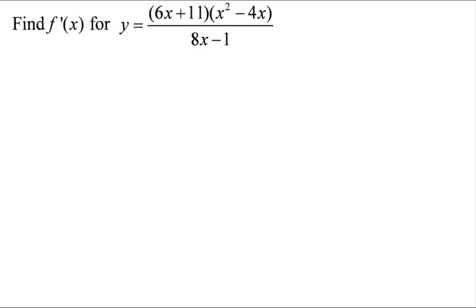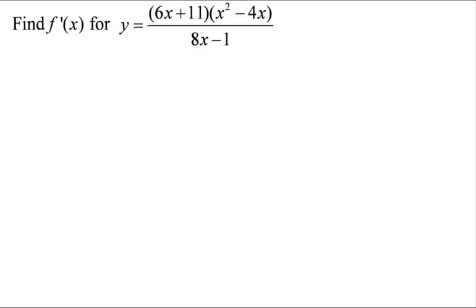Now, we do have a quotient. This example says find f prime of x for y equals, but in the numerator we have a product. But wait a minute. Can we apply the product rule and the quotient rule together at the same time? Yes, we can. We're going to be able to apply multiple differentiation rules all in one function. The key is understanding when to apply which specific rule.